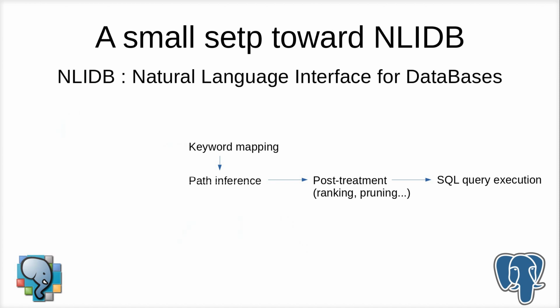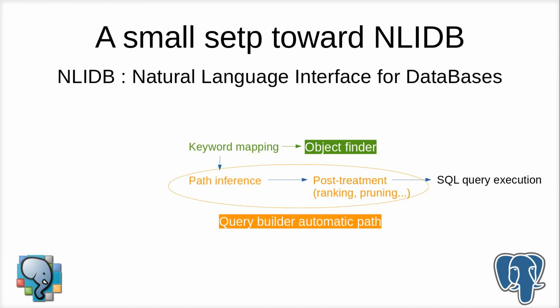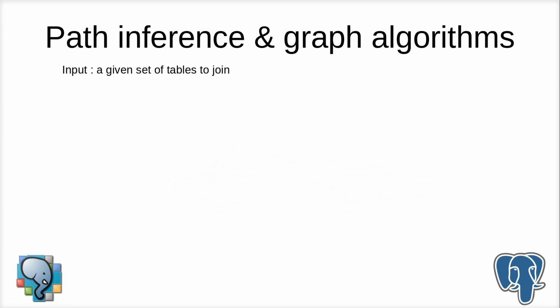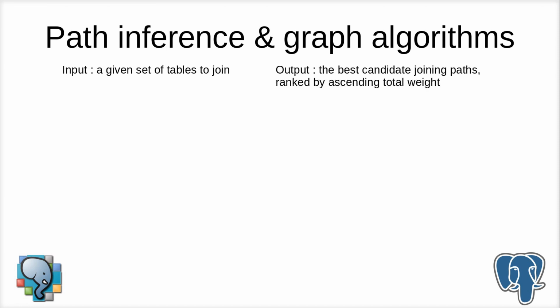The keyword mapping feature in PG Modeler is quite already there with the object finder feature, and we focus here on the second part of the core engine, which is path inference. The input of the feature is a given set of tables you want to join, and you will get as a result candidate paths ranked. We'll get to that in a minute.